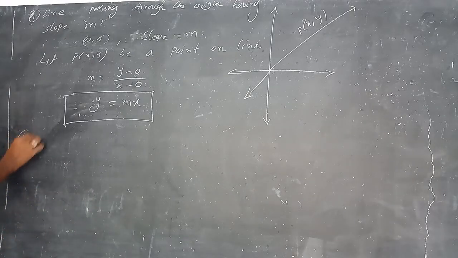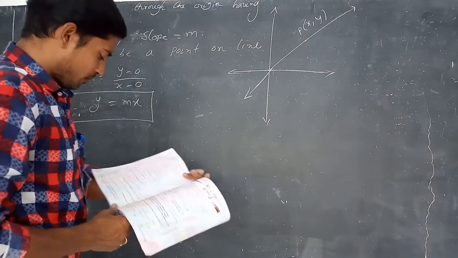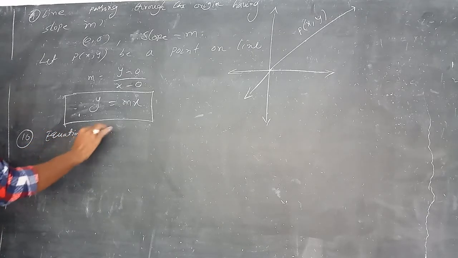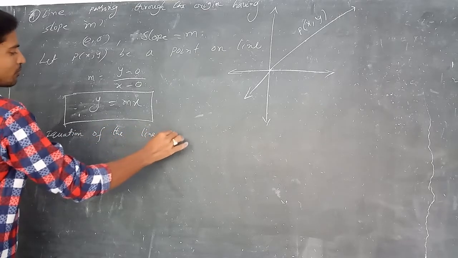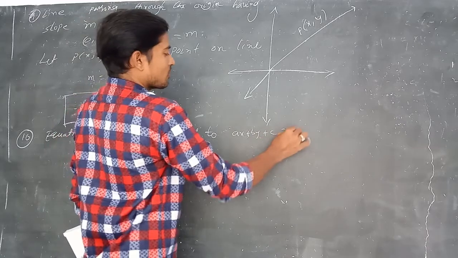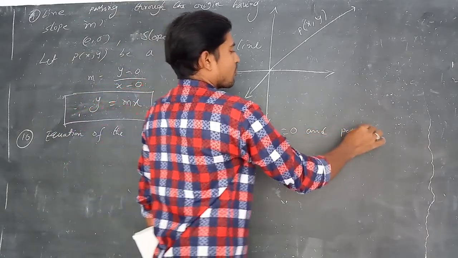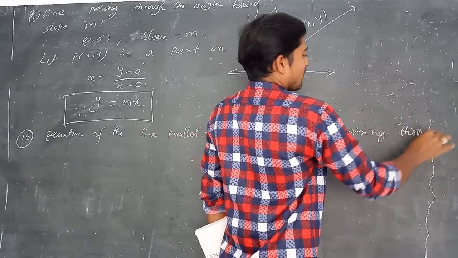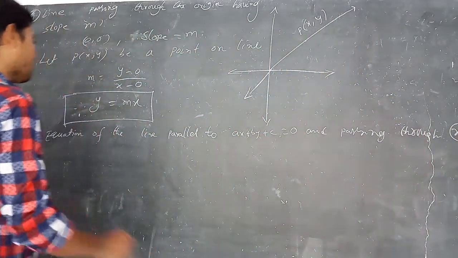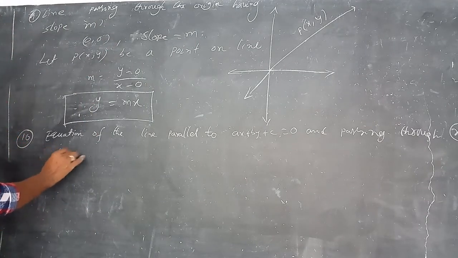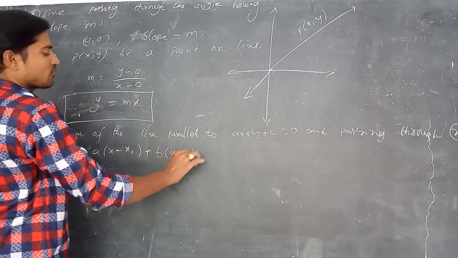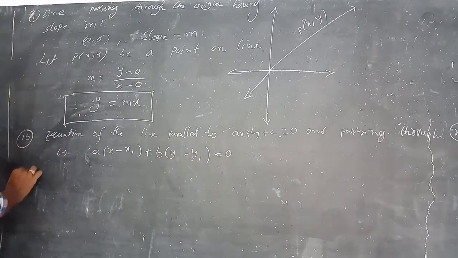Next, note number 10. Equation of the line parallel to ax plus by plus c equal to 0 and passing through x1 comma y1 is a into x minus x1 plus b into y minus y1 equal to 0.